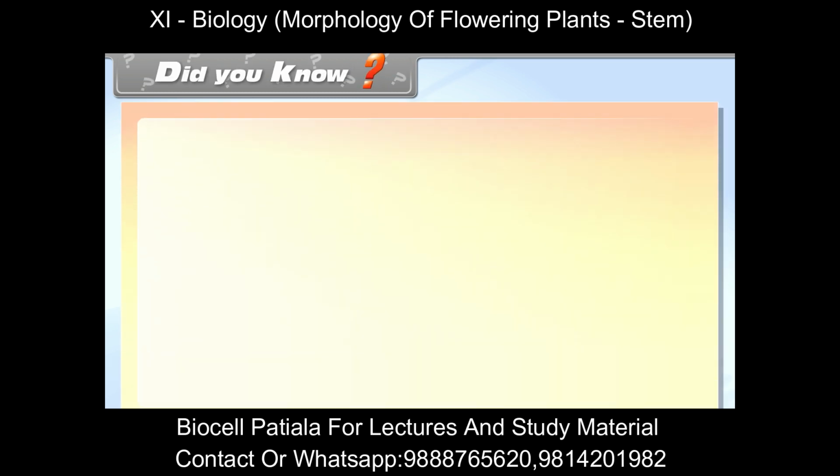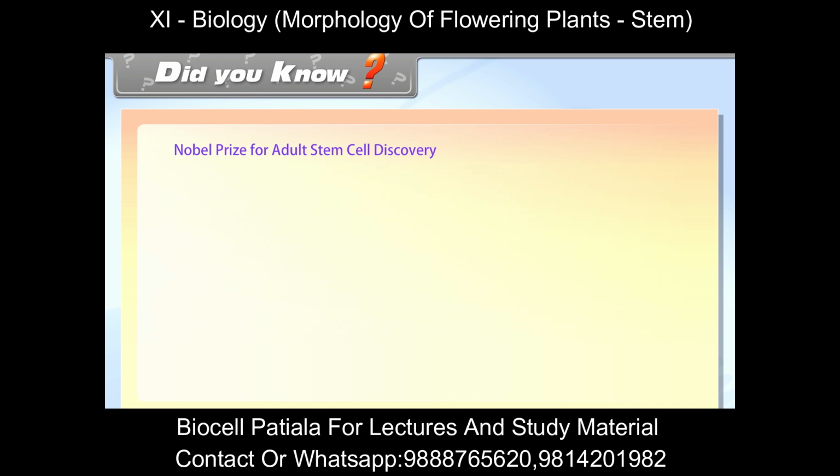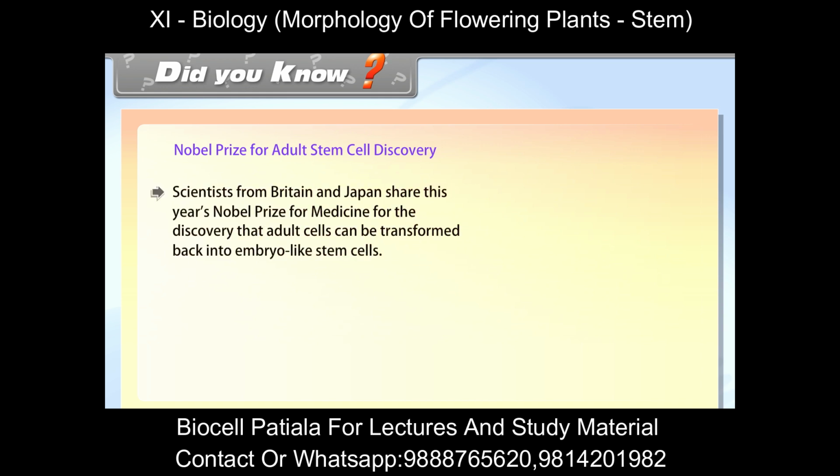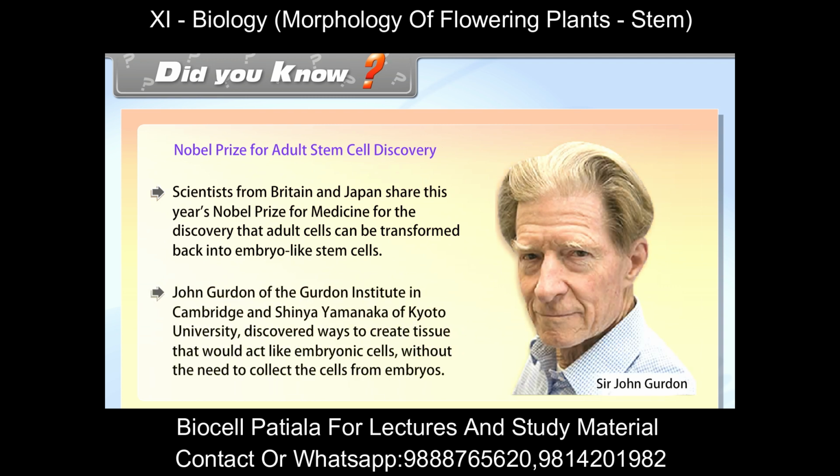Did you know? Nobel Prize for adult stem cell discovery. Scientists from Britain and Japan share this year's Nobel Prize for Medicine for the discovery that adult cells can be transformed back into embryo-like stem cells. John Gurdon of the Gurdon Institute in Cambridge and Shinya Yamanaka of Kyoto University discovered ways to create tissue that would act like embryonic cells without the need to collect the cells from embryos.